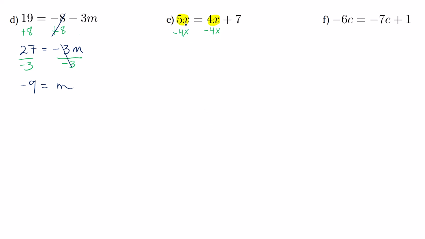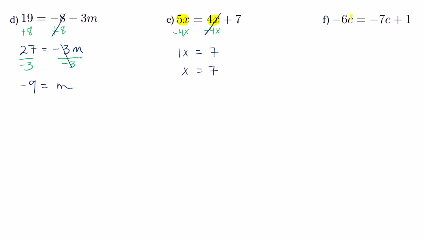And what ends up happening with this is 5x take away 4x is 1x equals, because we took away 4x, that 4x take away 4x becomes 0. And that whole thing is removed from the right side. And all we're left with is 7. And there you'll just see we have x equals 7.